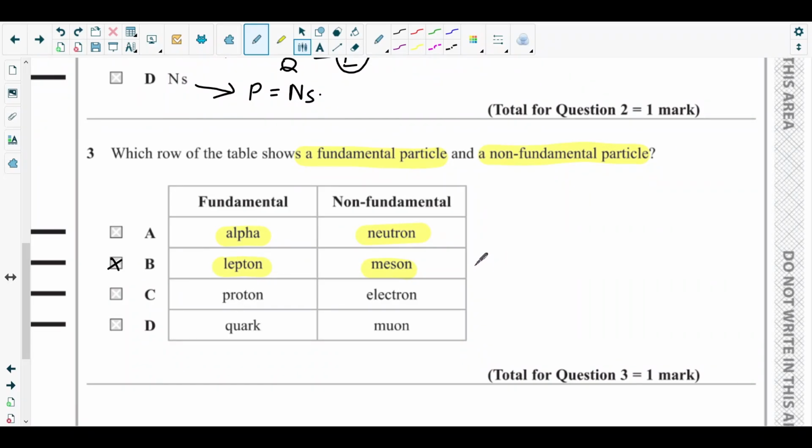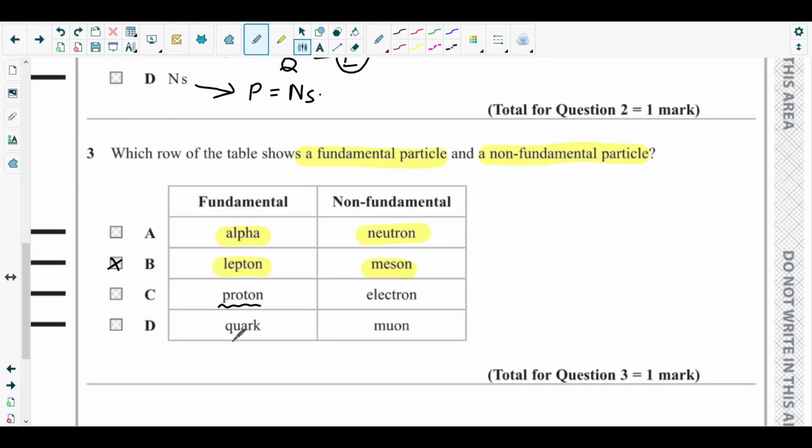So what about the other options? Already I said for option A, alpha particle is not fundamental. Neutron is correct, it's non-fundamental, but alpha is not acceptable. Then proton is not fundamental because proton is a baryon and it consists of 3 quarks, so C can't be the answer. Next is option D, which says quark is a fundamental particle.